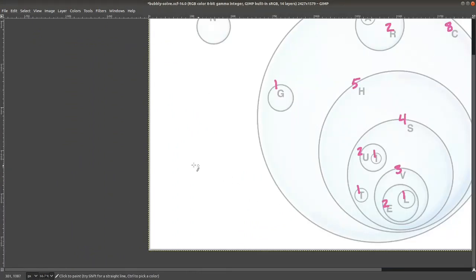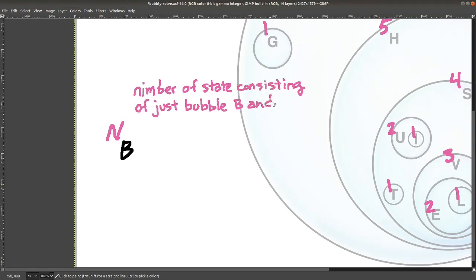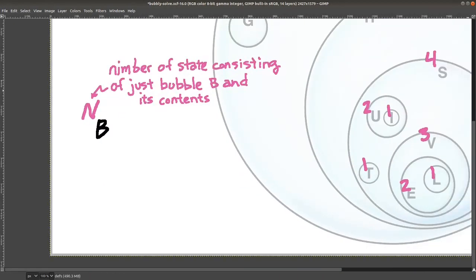Just to be explicit, I'm going to write out here how we're going to designate that. We have some bubble named B, let's say. But what exactly do we mean by the nimber of bubble B? So I'll just write it out here. So the pink numbers that we have are the nimber of the state consisting of just bubble B and its contents. But that doesn't tell us what the winning moves are.